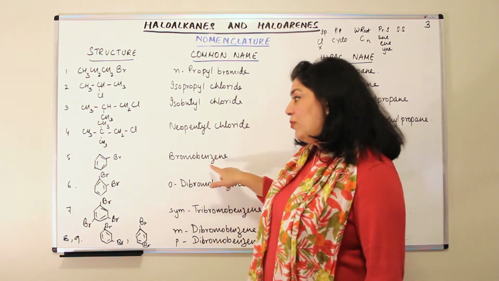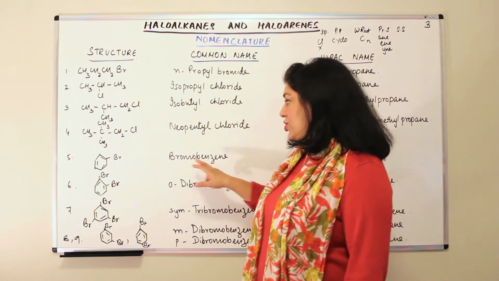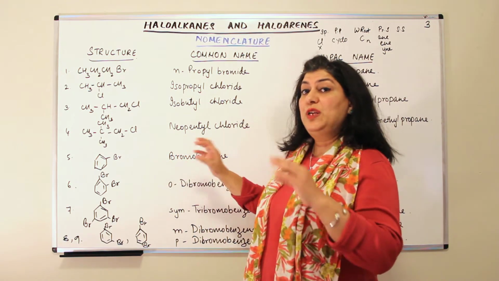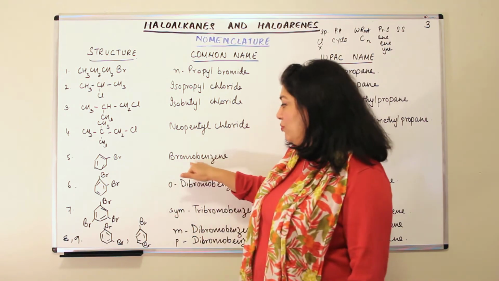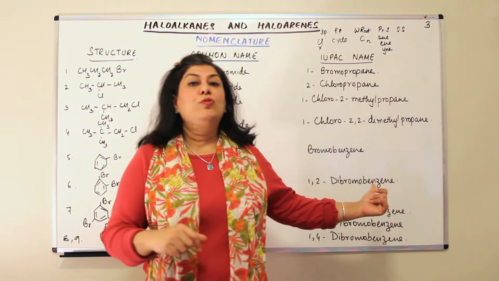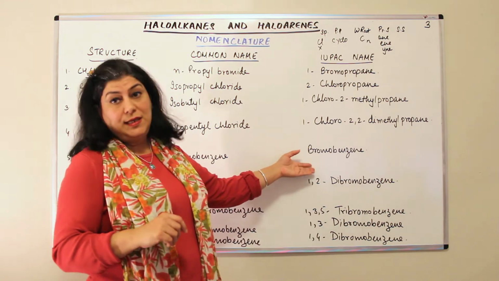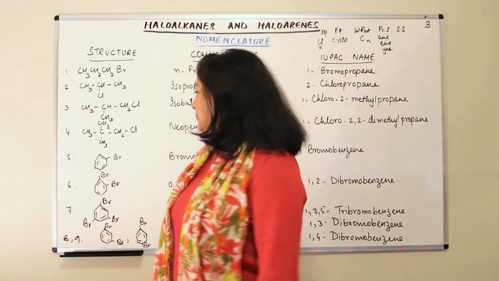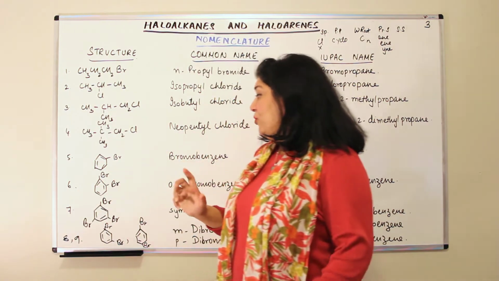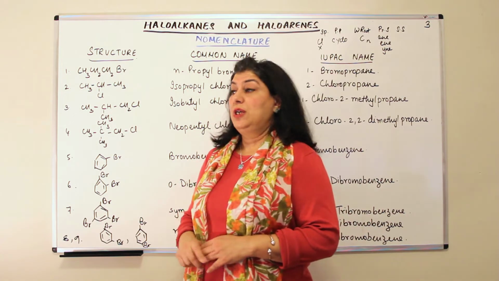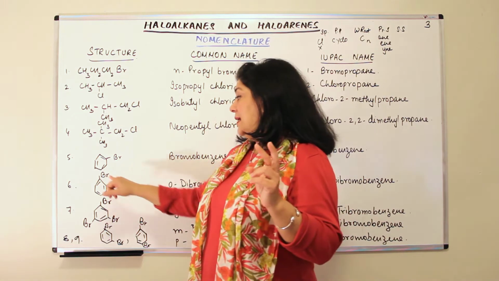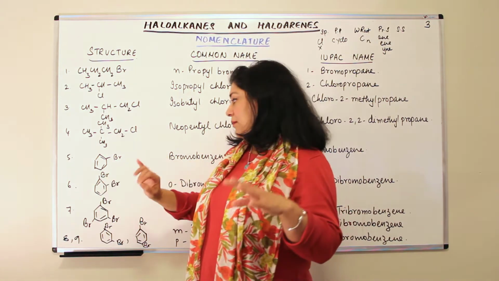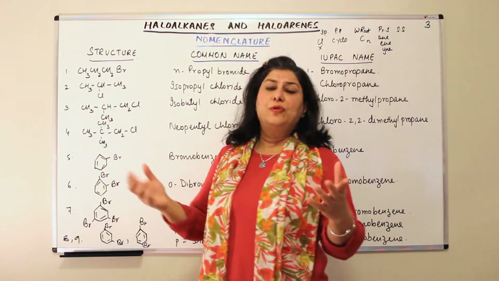So this is bromobenzene in common nomenclature. For arenes, we do use the halogen as the prefix. So this becomes bromobenzene, and IUPAC nomenclature, of course, is the same, it still is bromobenzene. But if you have a di-substituted compound, in di-substituted benzene, you can have 3 options. And the di-substitution is of the same element, like 2 bromines or 2 chlorines, whatever.